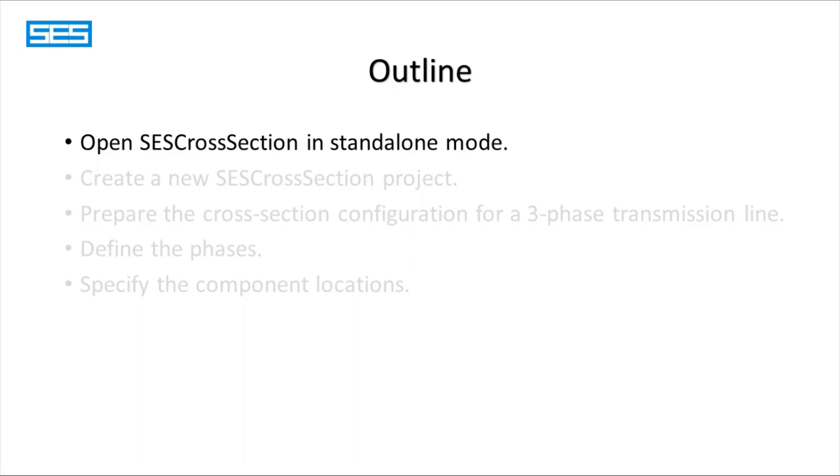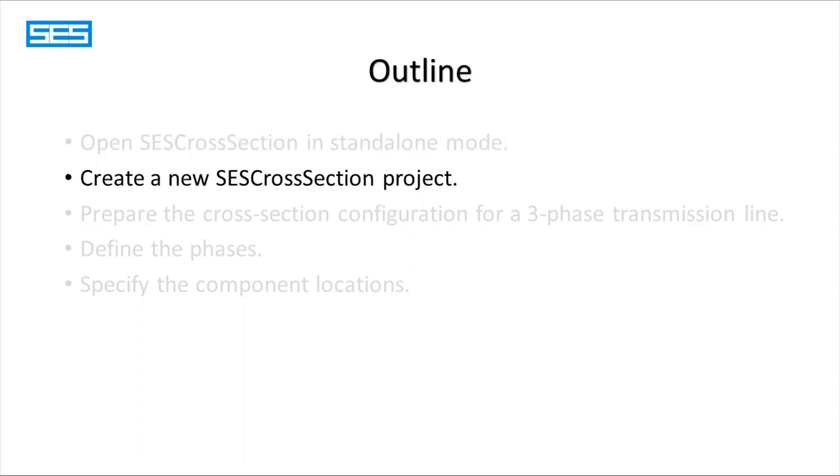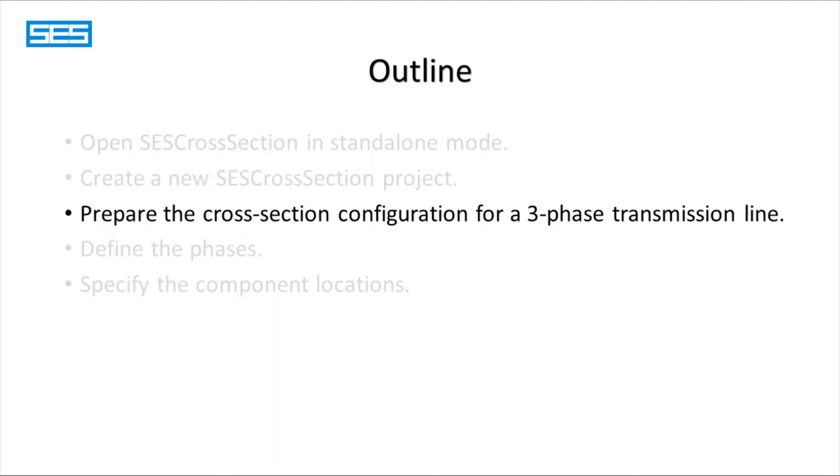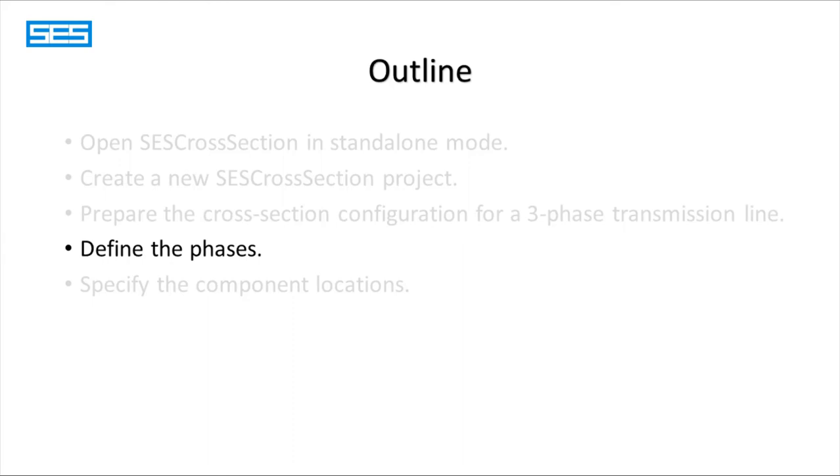After we've launched SES CrossSection in standalone mode, we'll briefly show how to create a new SES CrossSection project, and then we'll prepare the cross-section configuration for a three-phase transmission line. We'll be defining the phases of that transmission line and specifying the locations of its components.